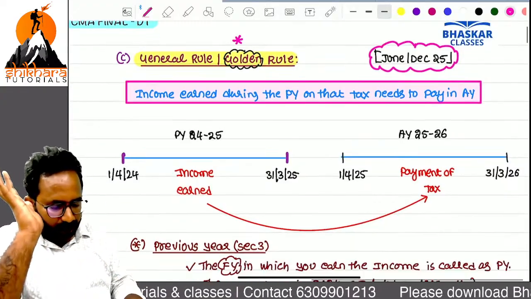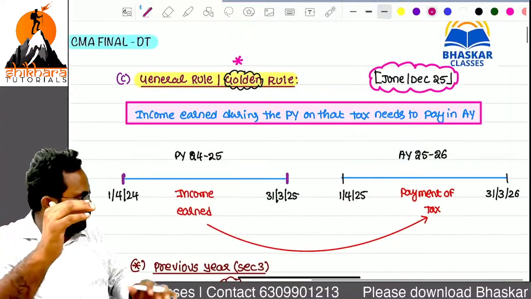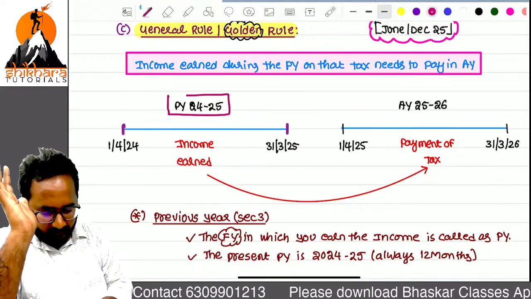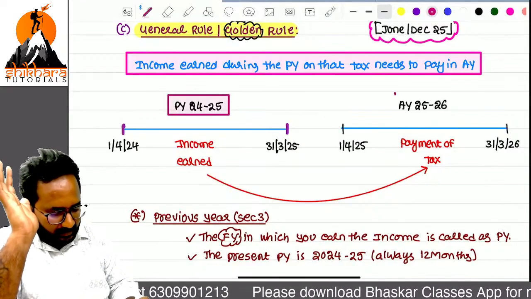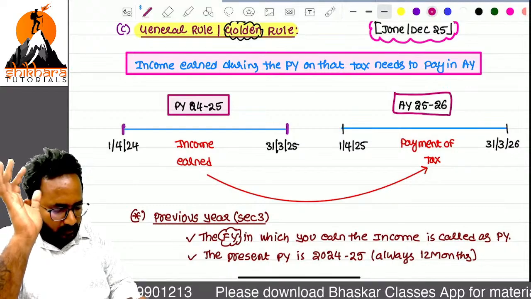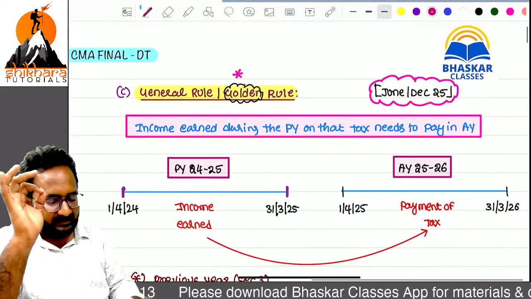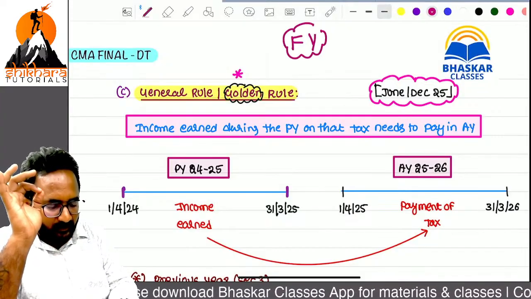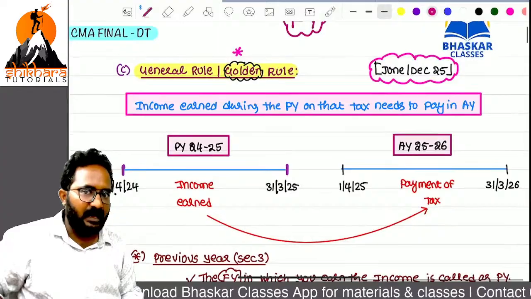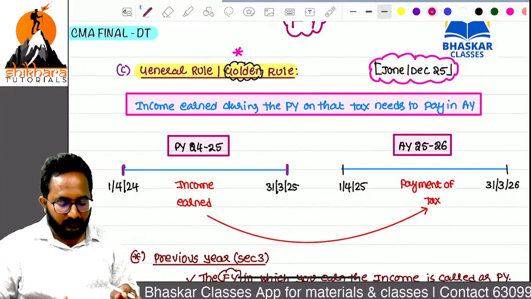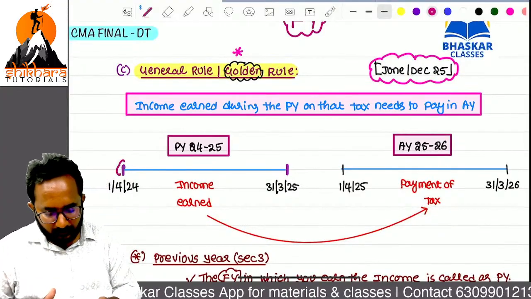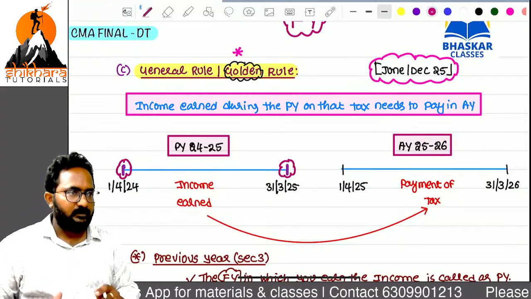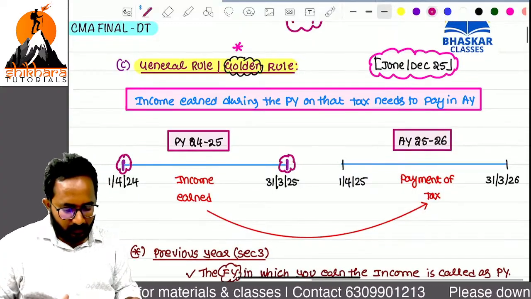Next, now I want to introduce the previous year. Next, I want to tell you about the assessment year. Previous year and assessment year in income tax are always defined in terms of which year? Financial year, not calendar year. A financial year always starts from 1st April and ends with 31st March. This is the previous year duration.